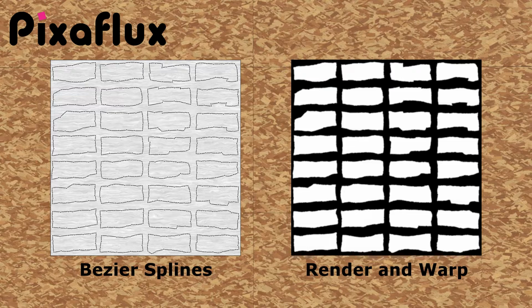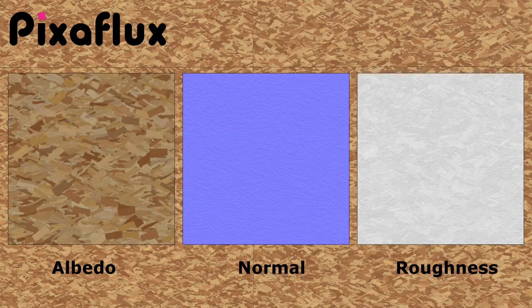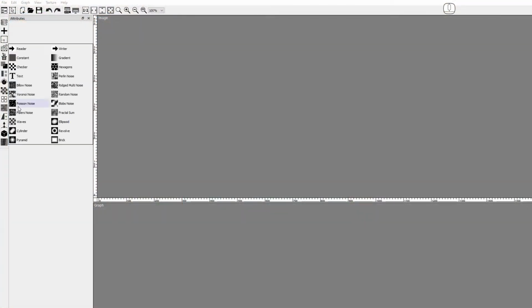With the Bezier Curves node we'll create two sets of wood strands, and with a Warp node we'll add irregularity to their borders. And finally, we'll use the Sprite It node with the Collage Script to distribute the strands and colorize them. In PixaFlux, add a Fibers Noise node.